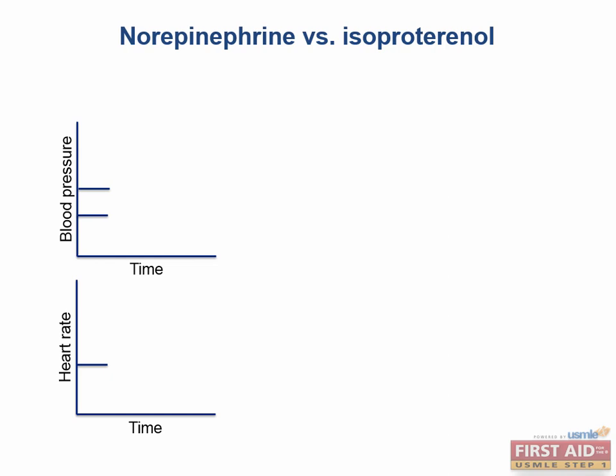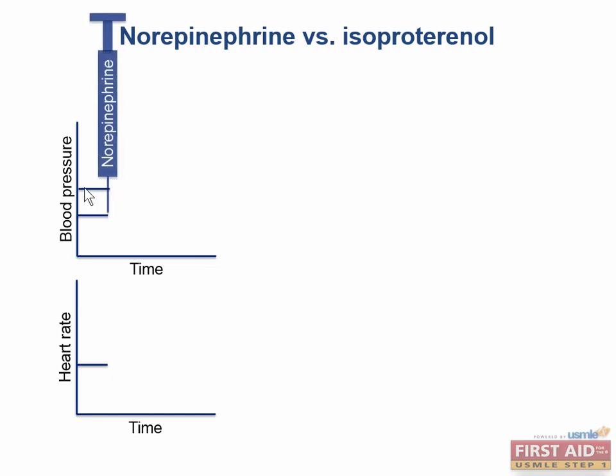One way the USMLE can test the sympathomimetic drugs is with a blood pressure and heart rate graph. So here we see our two graphs, one that's going to measure our blood pressure and the other takes a look at the heart rate. The top line on the blood pressure graph is going to measure the systolic pressure, while the bottom line is going to measure our diastolic pressure. So here's our baseline reading for the patient.